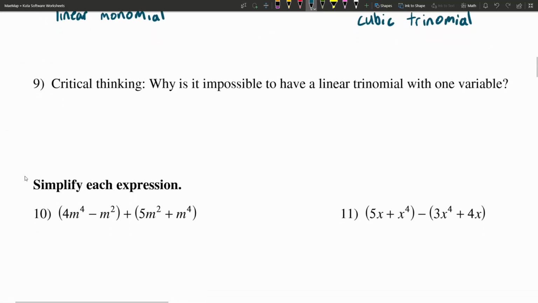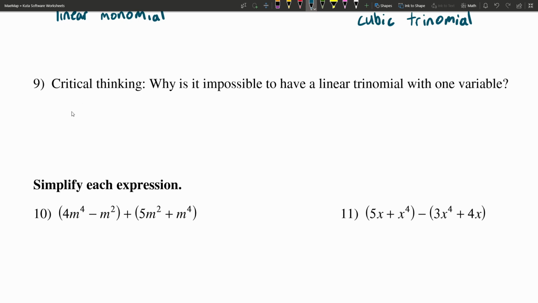Now on to number 9, the last question for this set of directions. It's a critical thinking question. It asks, why is it impossible to have a linear trinomial with one variable? So let's think about what linear means. Linear is a degree of what? Is a degree of 1.